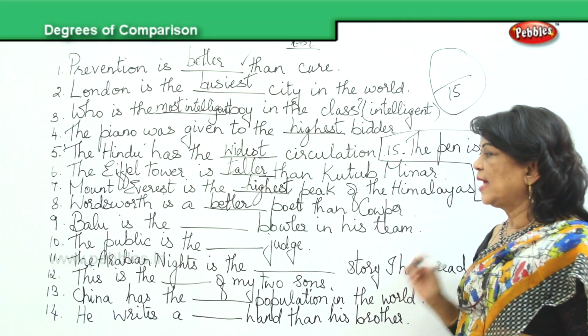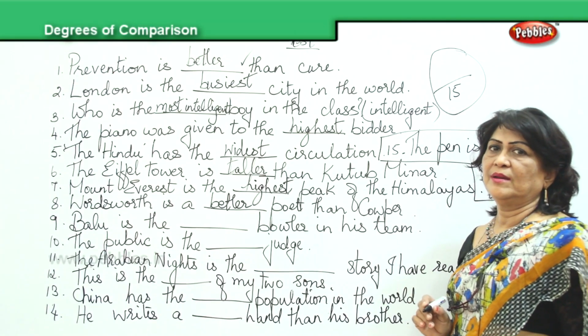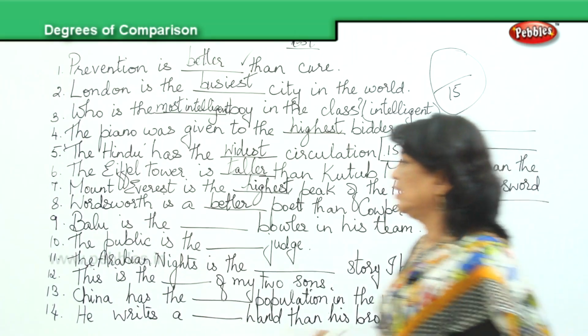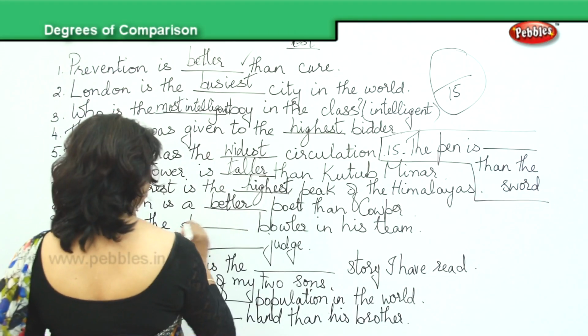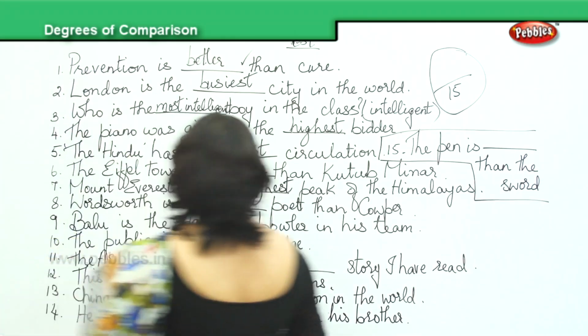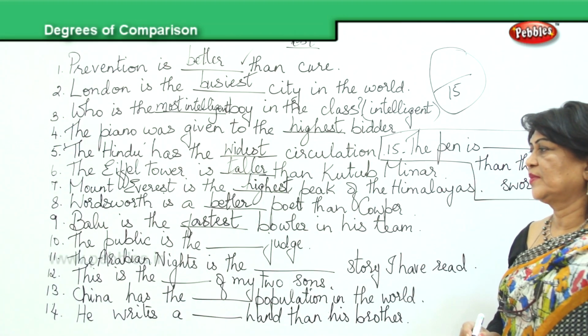Balu is a dash bowler in his team. How do you bowl? Fast. Okay. So Balu is the fastest bowler. Fastest bowler in his team.